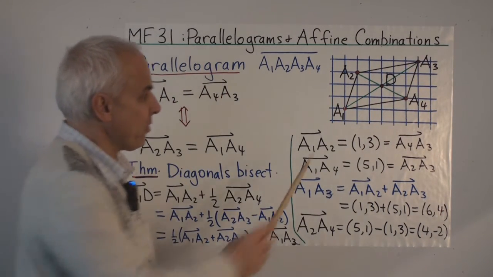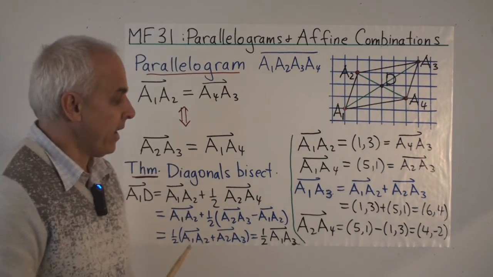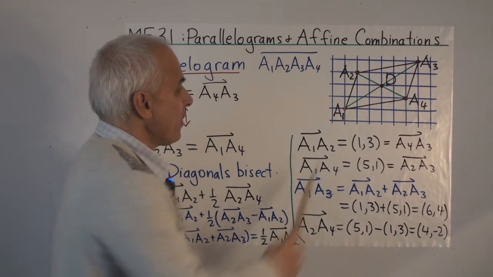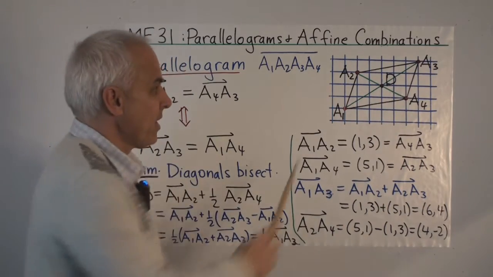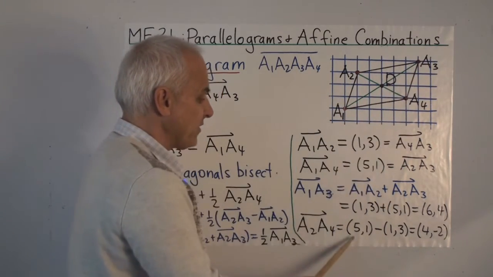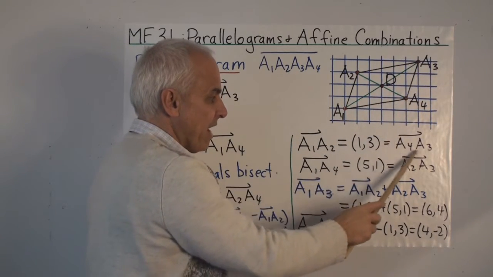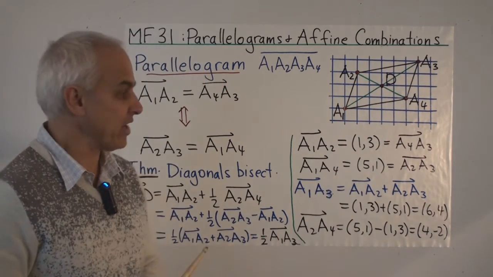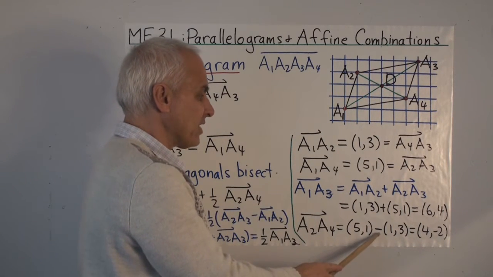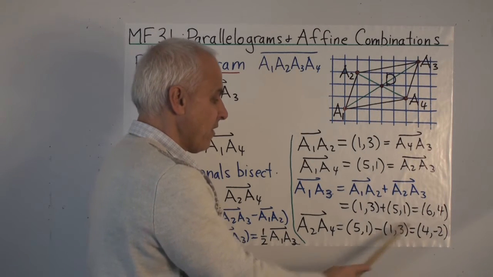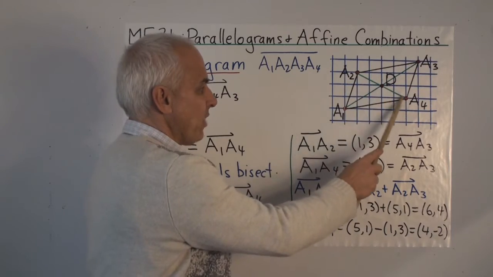In a similar kind of way, if we wanted to describe the other diagonal, say the vector A2A4, then that could be expressed as this vector plus this vector. Now this vector A2A3 is (5, 1), while the vector A3A4 is a little bit different from A4A3 because it's going in the opposite direction. So it's the negative of this one. So we have to take (5, 1) and we have to subtract (1, 3) to get (4, -2). That's the vector A2A4.